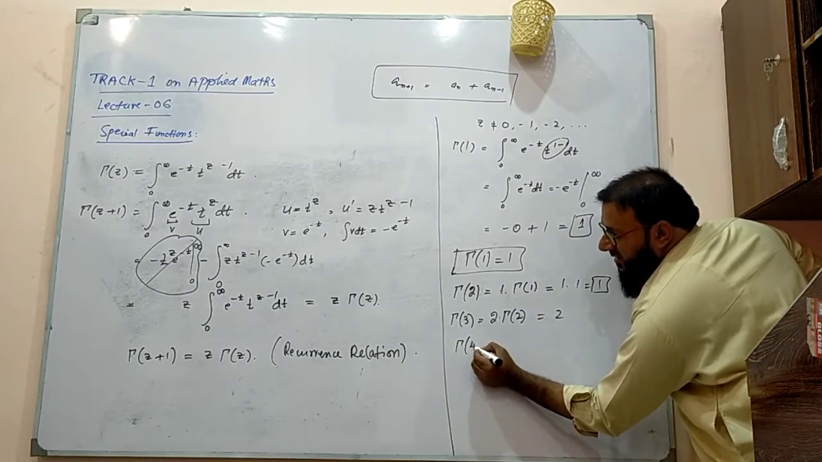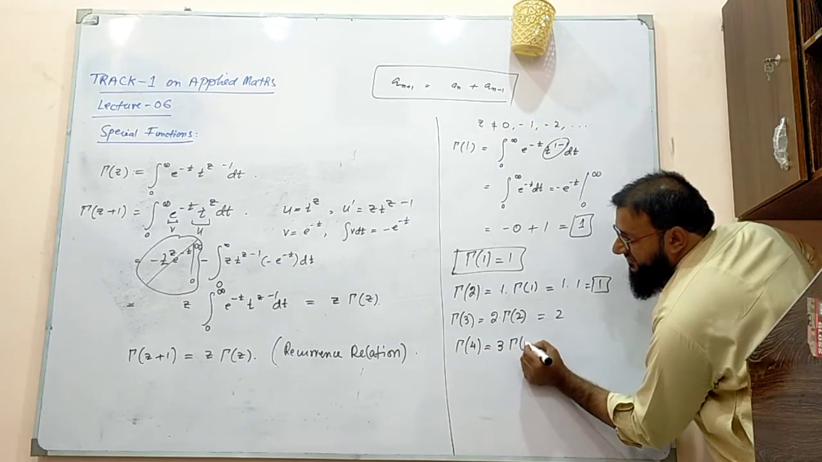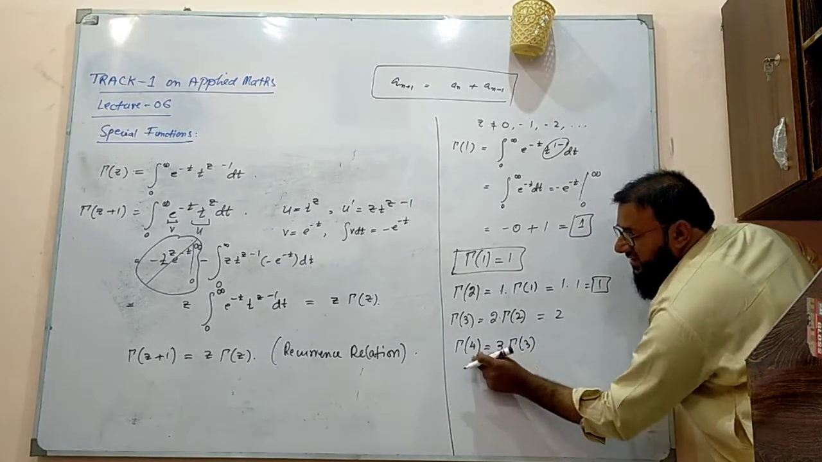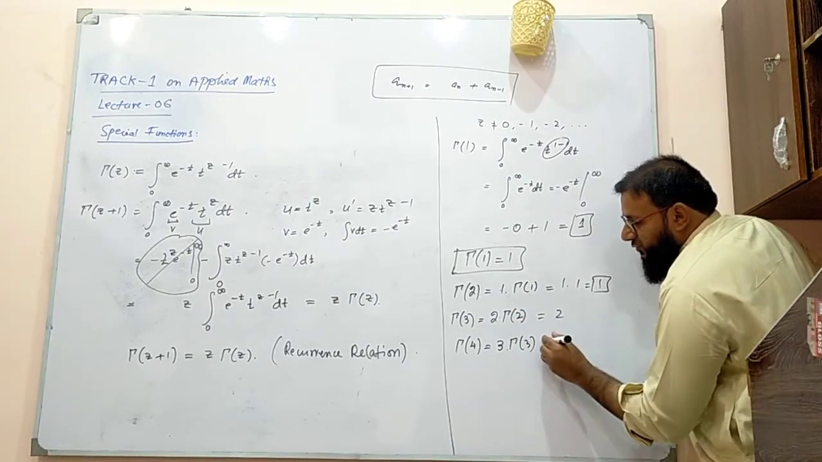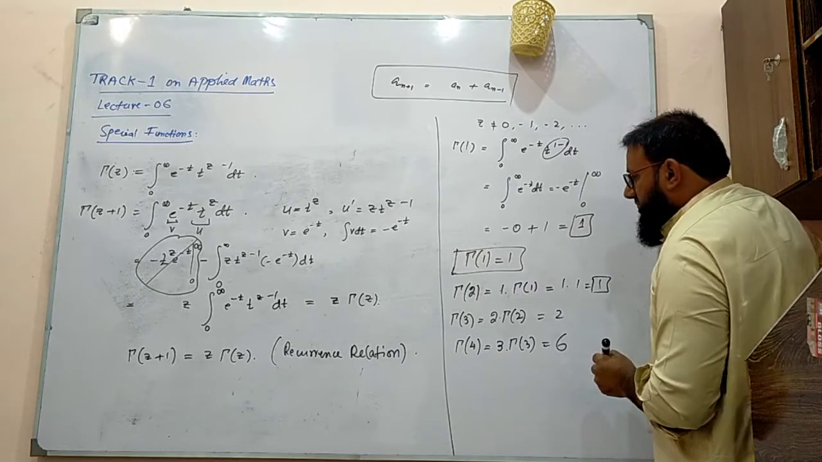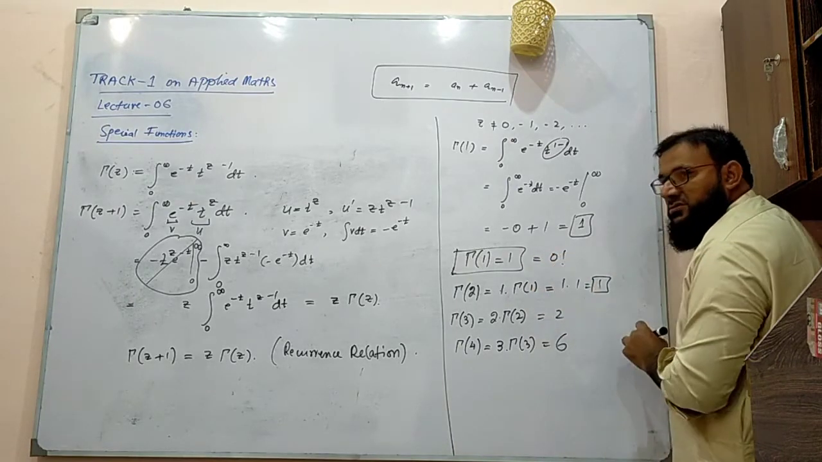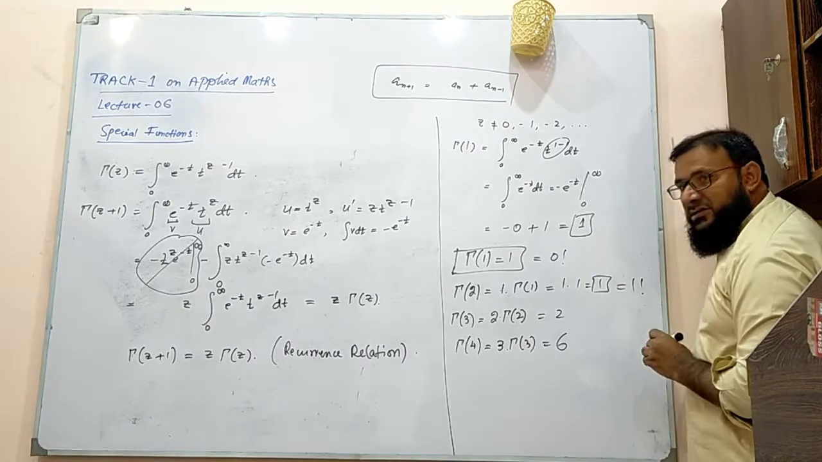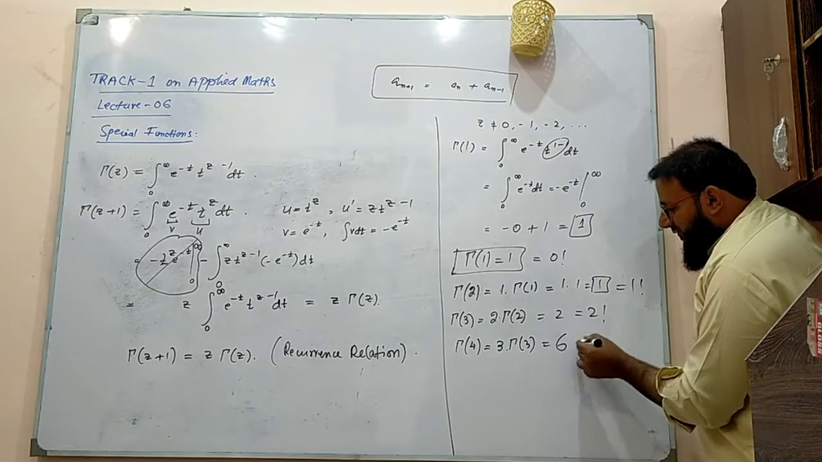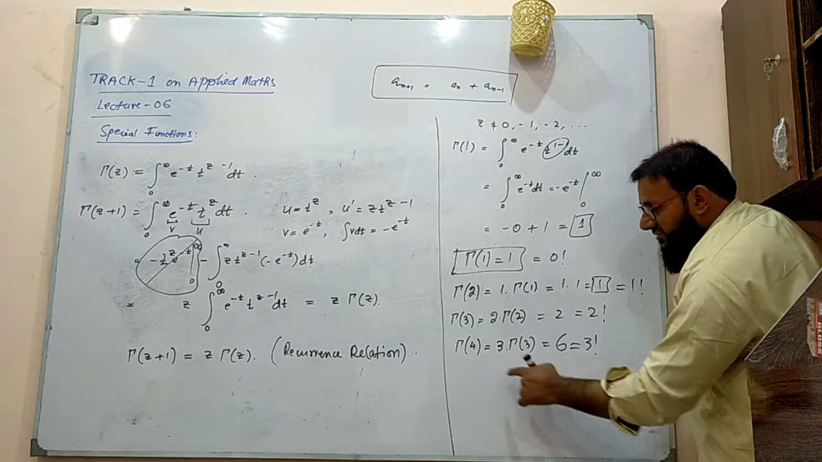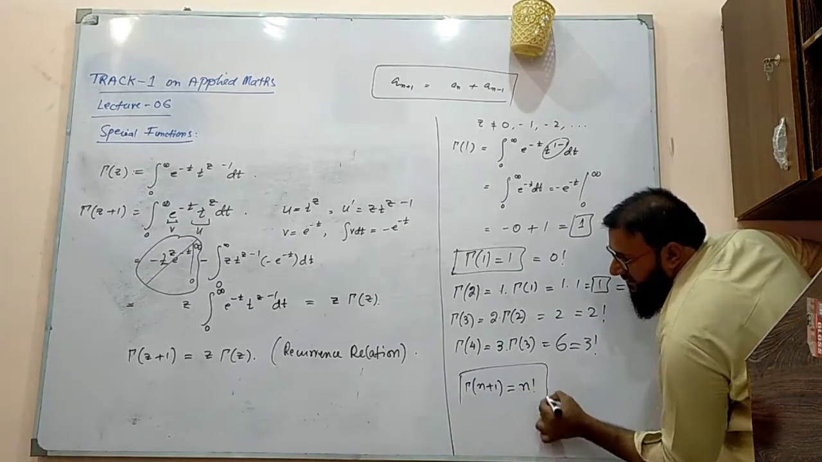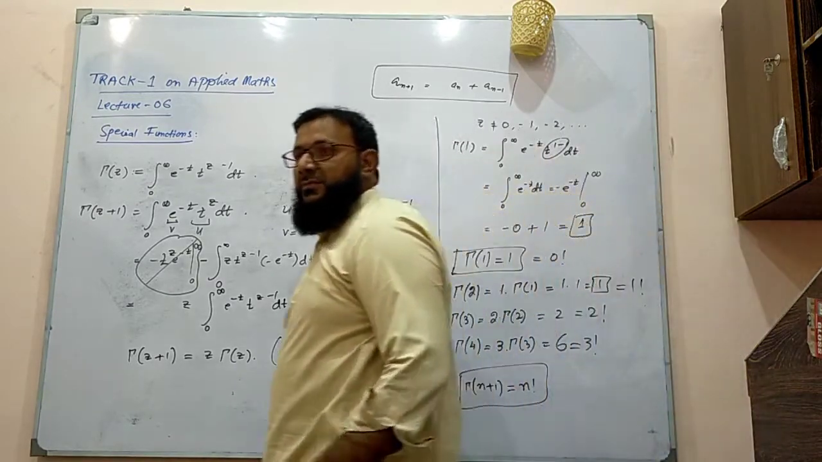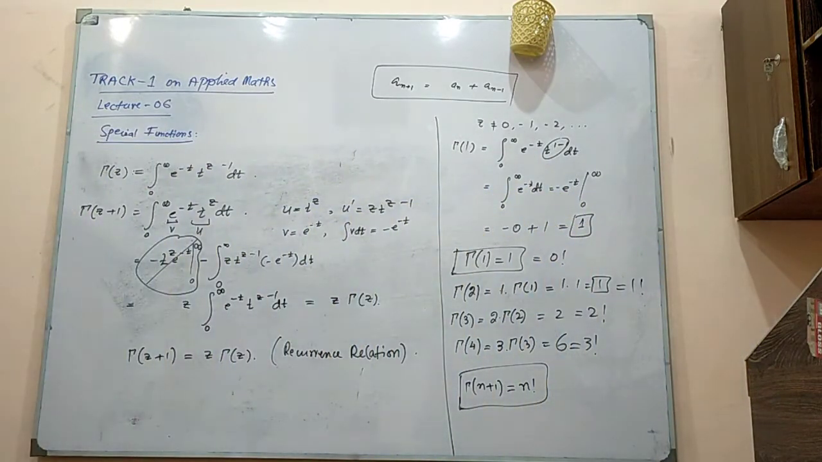Similarly, what is gamma of 4? That is 3 times gamma of 3. You have to just reduce one term. Gamma of 3 is 2, so 3 times 2 is 6. And we can say this is equal to 0 factorial, this is equal to 1 factorial, this is equal to 2 factorial, this is equal to 3 factorial. So you can say that gamma of n plus 1 is simply n factorial, when n is a natural number.